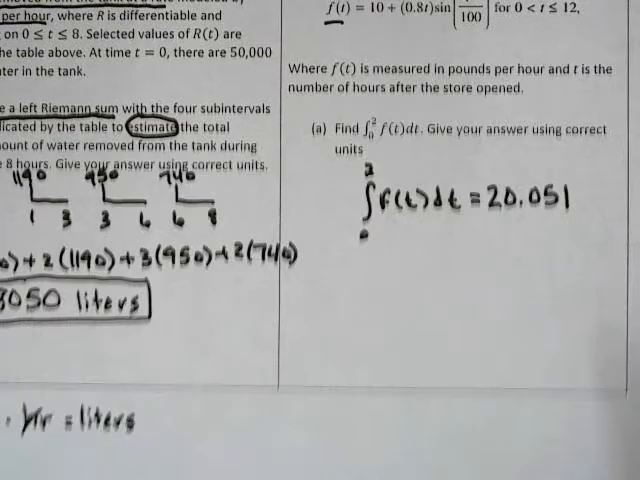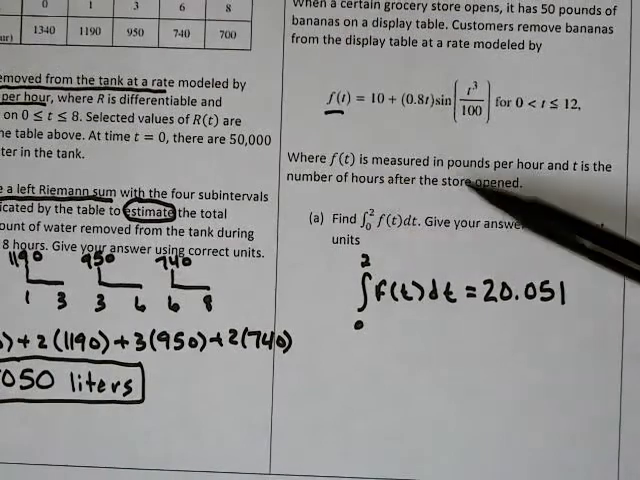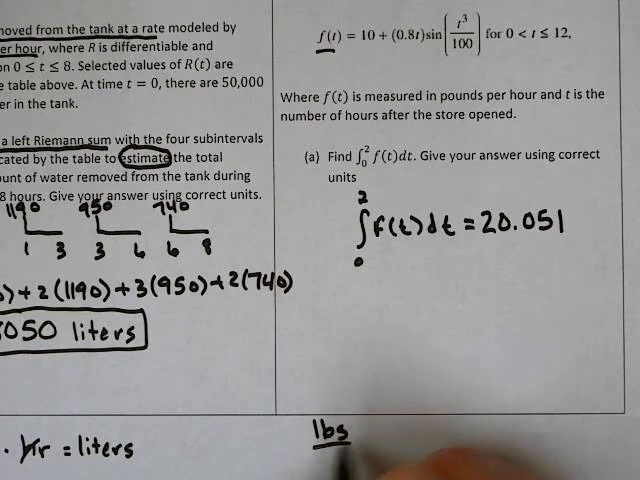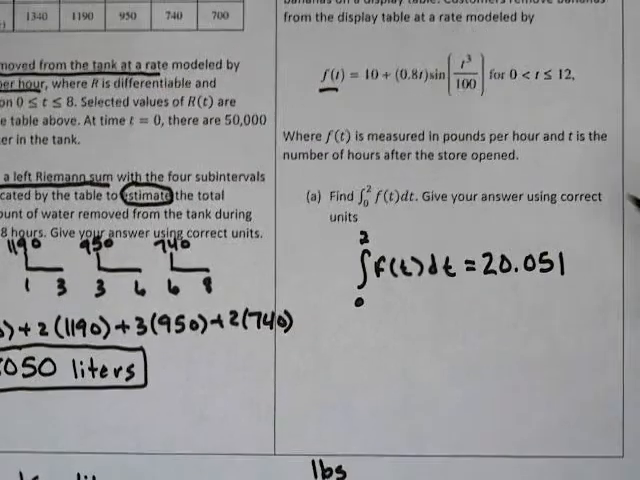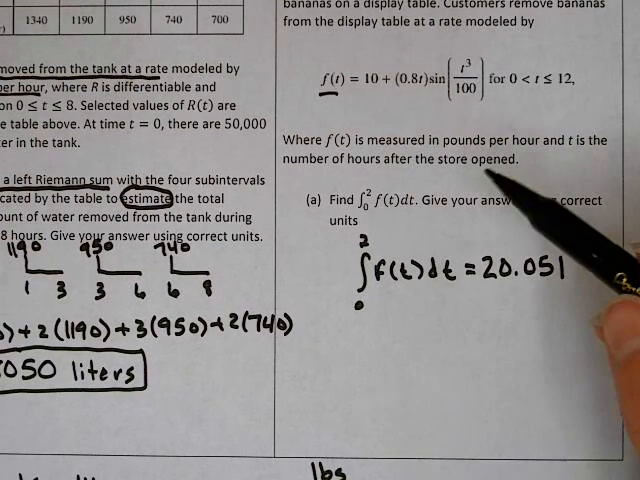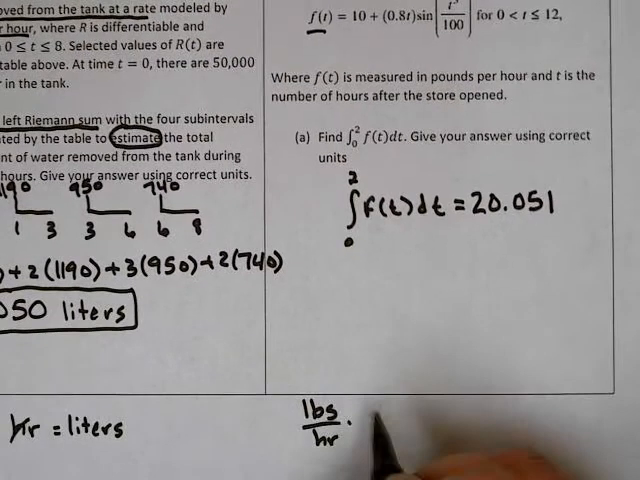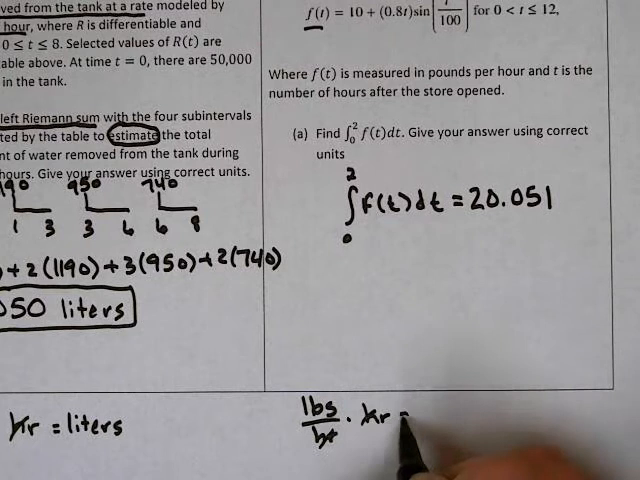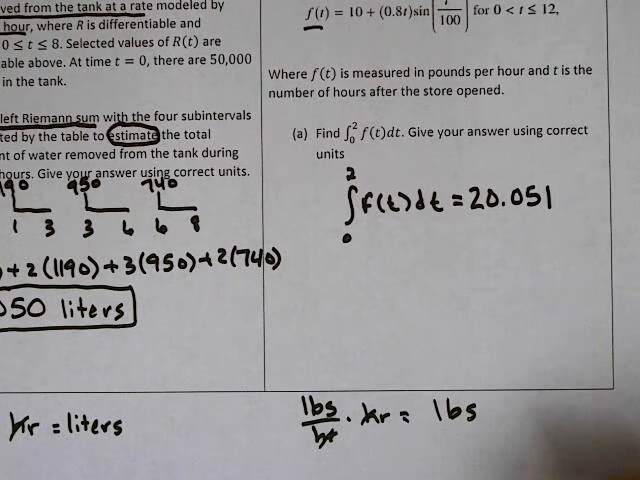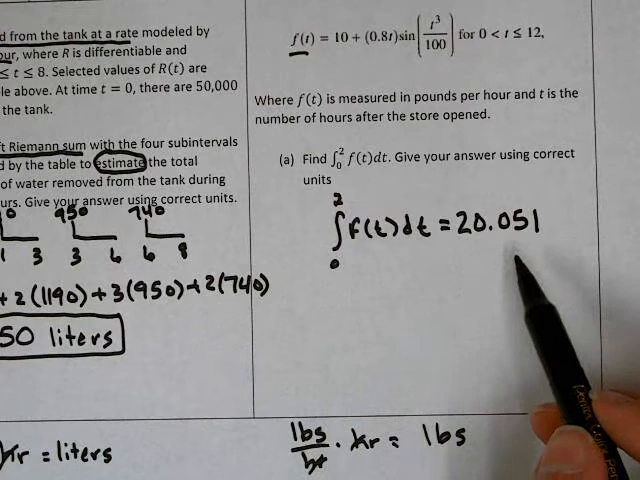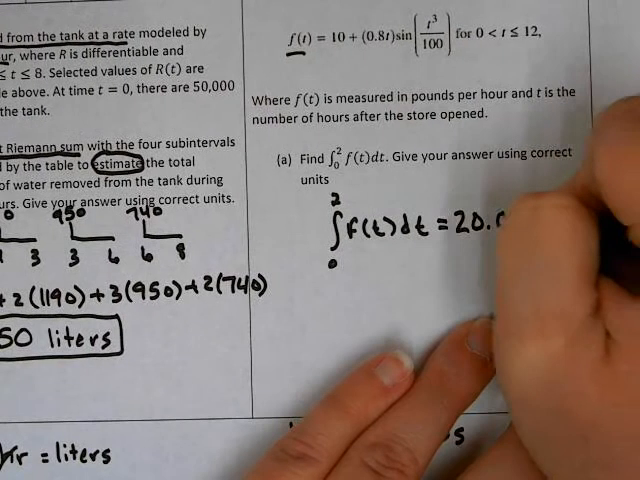So we started with f of t, which is measured in pounds per hour. So we have pounds per hour. And then we had to find the area underneath the curve, and we know that the x-axis is measured in number of hours, which means we multiplied by hours. That gave us our area, which is going to give us a unit of pounds. All right, so this is 20.051 pounds of bananas.